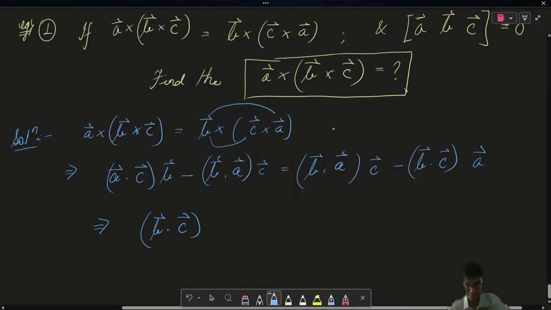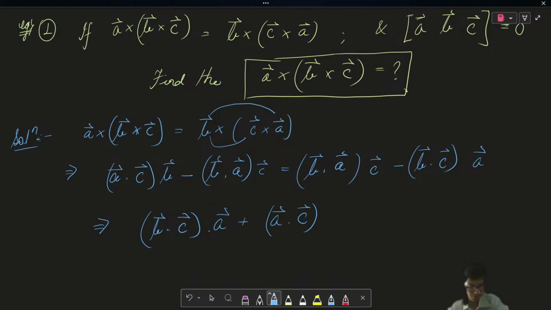So B dot C with C vector, with A vector. So I'm just combining the terms: with A vector plus A dot C with B vector minus 2 times of A dot B. So this and this will combine, times C vector, is equal to 0 vector, right?